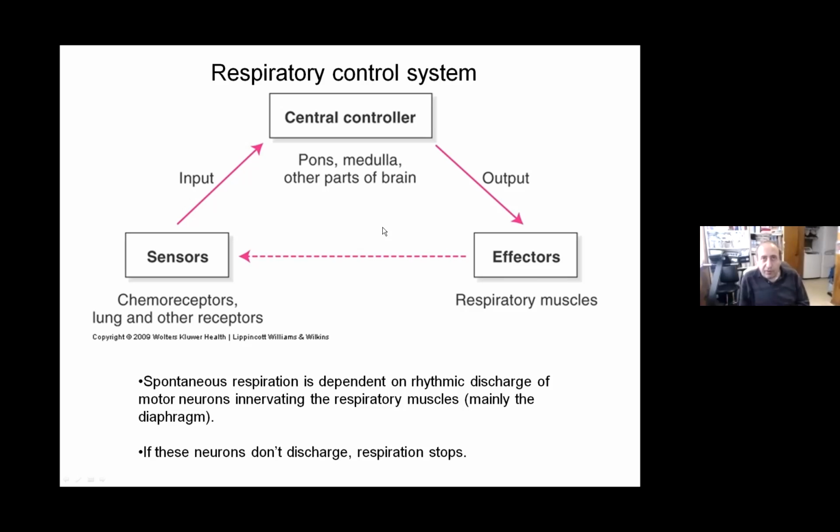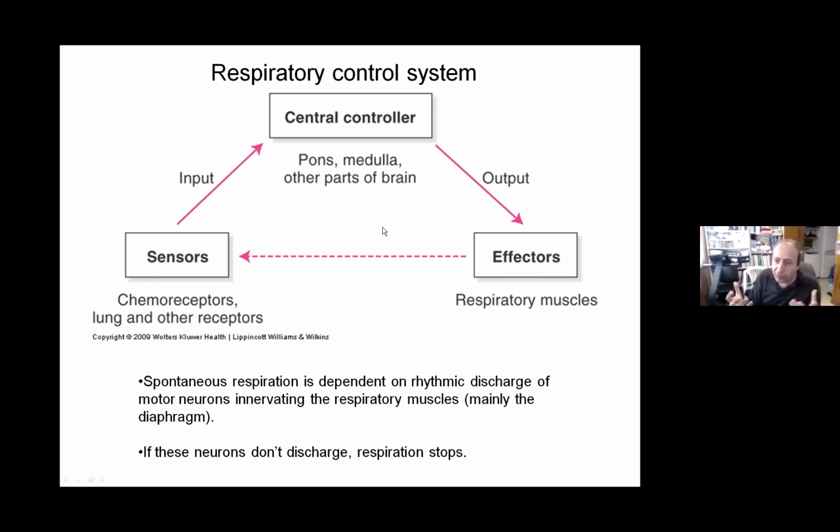And as I said, the breathing is generated by spontaneously active neurons that rhythmically discharge at a certain frequency. When I say spontaneous, it means they do not need any additional input. It's like the heart, which keeps beating spontaneously. So there are neurons that generate this rhythmic discharge.